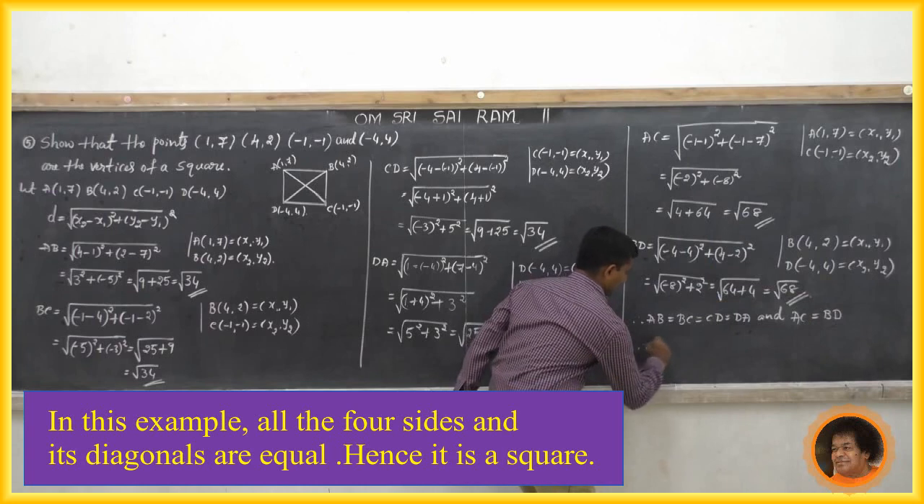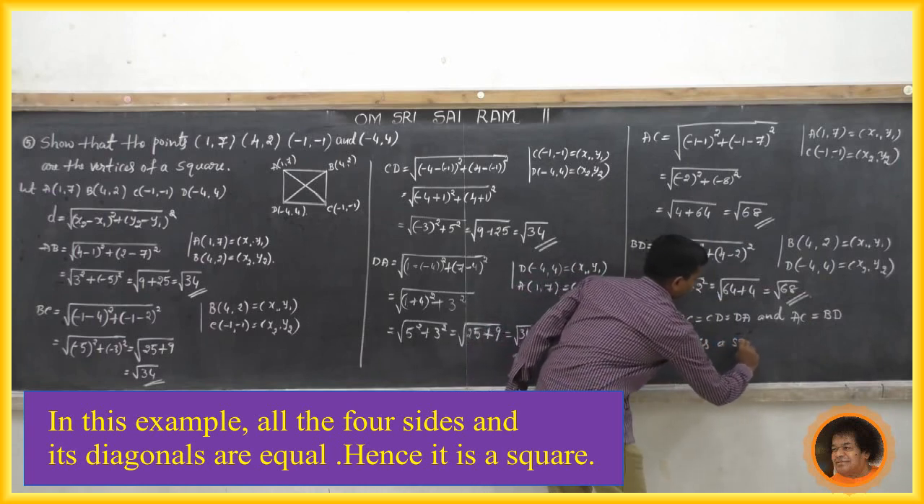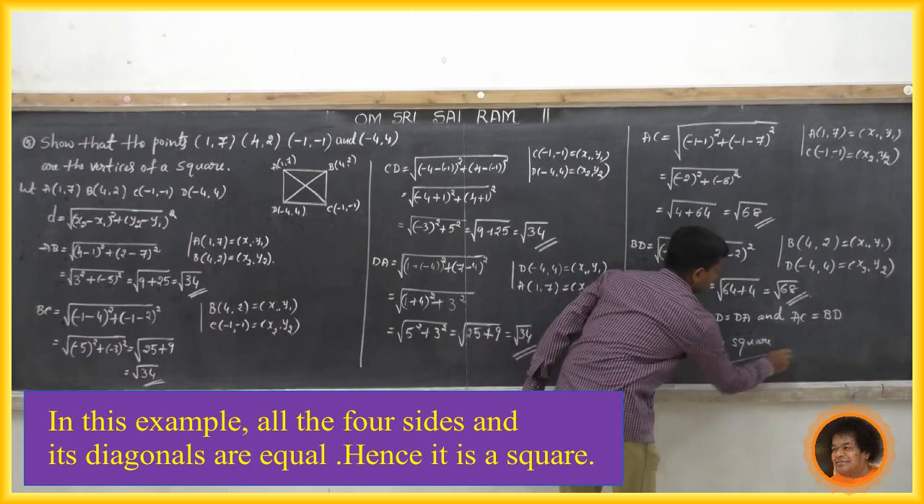Therefore our conclusion: ABCD is a square.